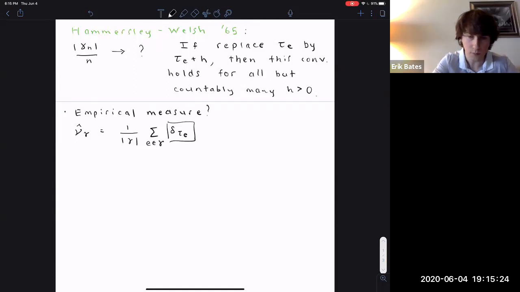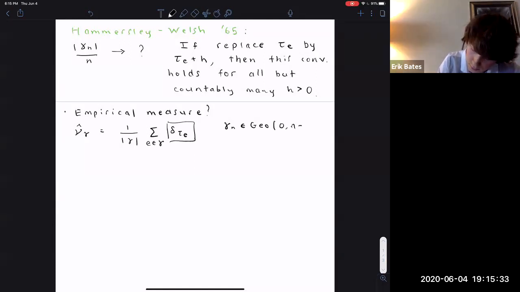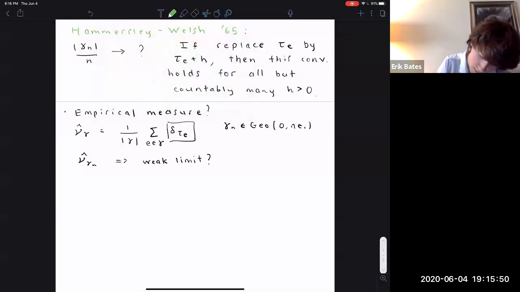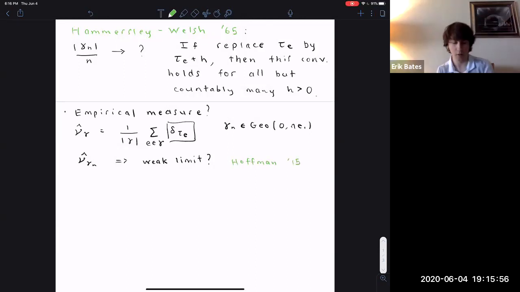So this gives us some empirical measure of the edge weights that are observed along a particular path. And the question is, if gamma n belongs to the geodesic set, so here I'm allowing for possibly non-unique geodesics. But let's say gamma n is a geodesic between 0 and n e1. And the question is, does nu hat gamma n have some weak limit? Again, I want a deterministic weak limit. So this was a question that was asked by Hoffman a few years ago. And there's been no positive answer to this question. So this is the kind of thing that we're going to be asking.